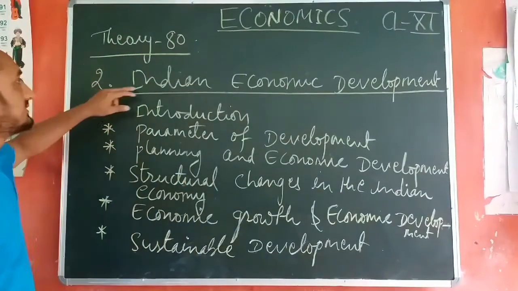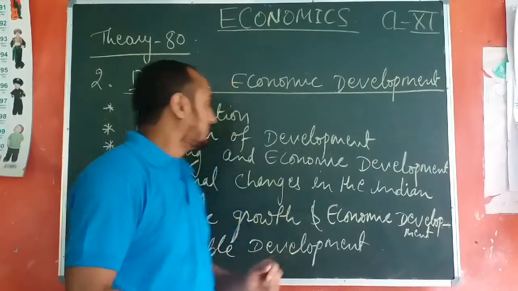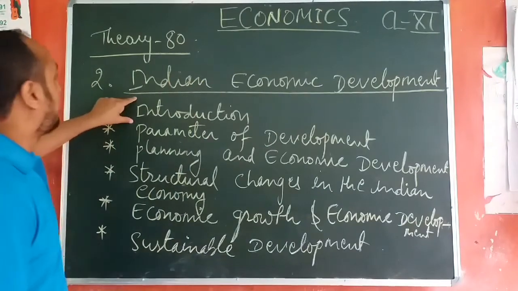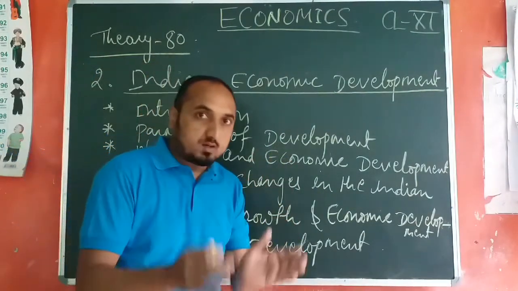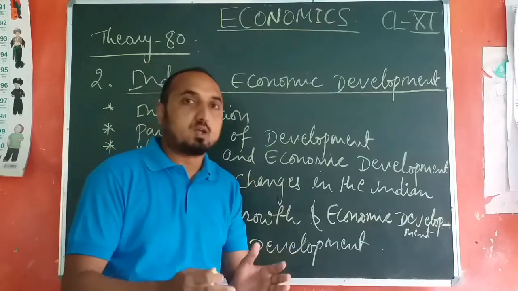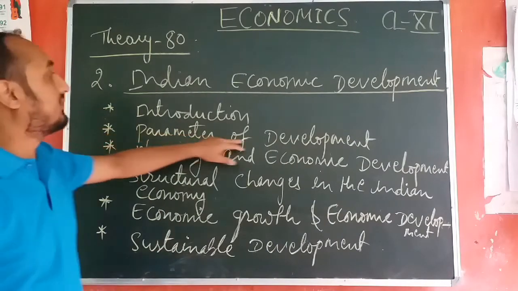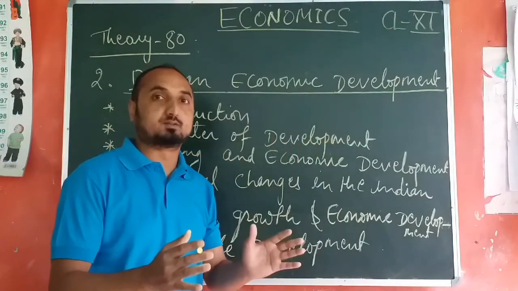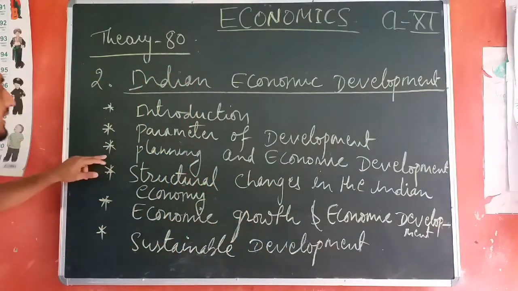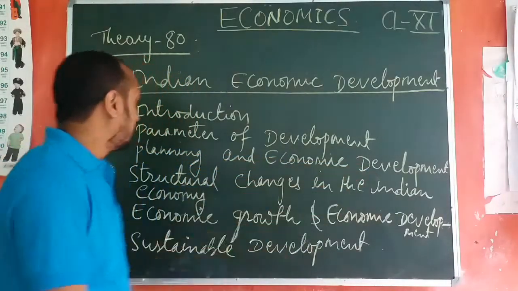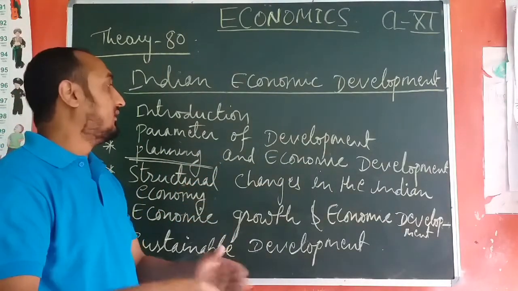The second part covers the Indian economic development portion or development economics. So in development economics we have to discuss the introduction part: what are the parts of development, what we can include in development. Next one, parameters of development. So what are the indicators to judge or to test the development. Next one we have planning and economic development. So here we have to study the different 5-year plans, first 5-year plan, second 5-year plan and so on.